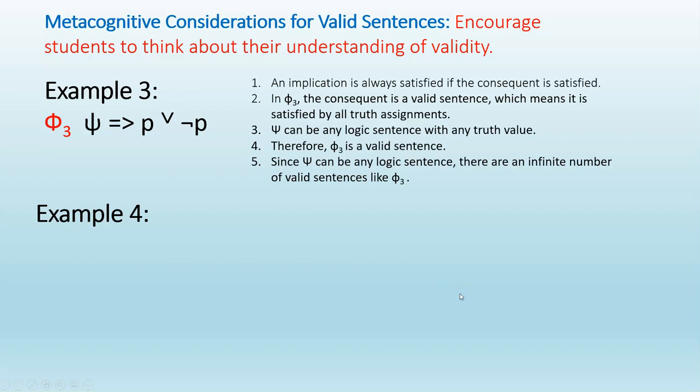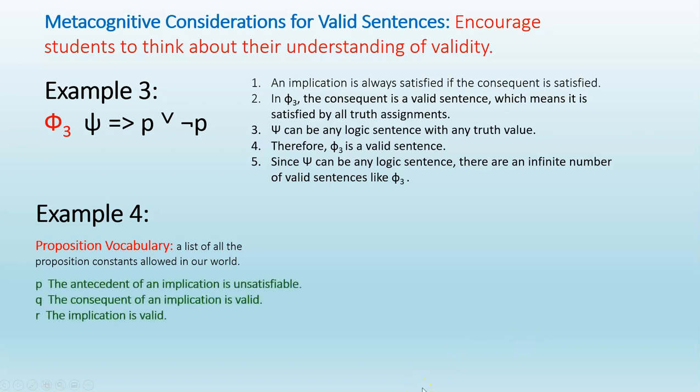Let me give you my fourth example, the one that probably has the highest meta level of thinking going on, I think, for now anyway. So let's start off by setting up a proposition vocabulary like we've done in the past. I will use just 3 proposition constants, P, Q, and R. In this case, P stands for the antecedent of an implication is unsatisfiable. Q is the consequent of an implication is valid. And R is the implication is valid.